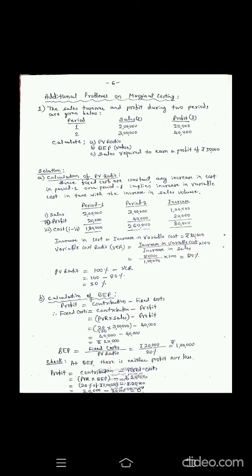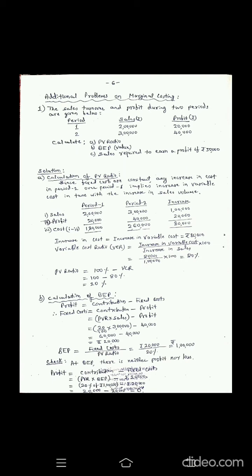Now, BEP is equal to fixed cost divided by PV ratio. That is equal to 20,000 fixed cost divided by 20%. It comes to rupees 1 lakh. So, break-even point is 1 lakh rupees in terms of value. It means that when sales revenue is 1 lakh rupees, there will be neither profit nor loss. It was already explained in the earlier videos. At BEP, there is neither profit nor loss.